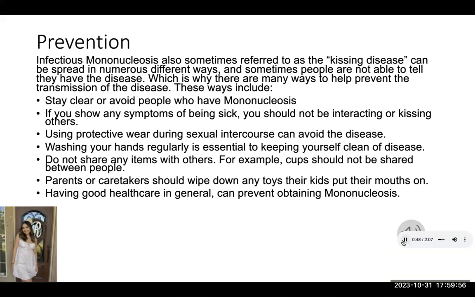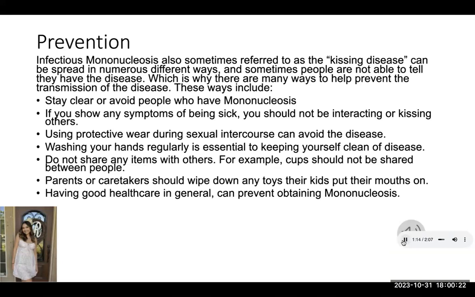Mononucleosis is also transferable through semen, so protective wear is needed to keep yourself and others free of disease. This is just essential for any disease that is transferable through sexual intercourse. Next, washing your hands regularly is necessary to living a healthy life in general. Just washing your hands can help you stay clear of many diseases, including mononucleosis.